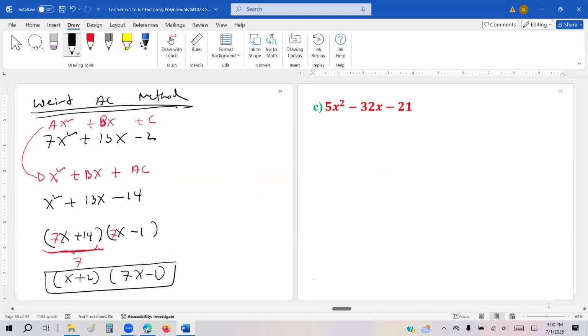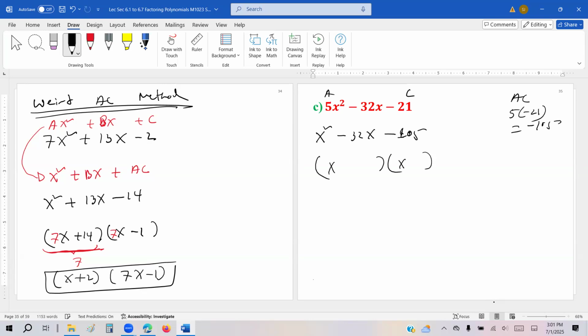So, would you like to try this one with this weird method? Let's see what happens. This is A, this is C. So x squared minus 32x, minus 105. So 5 times negative 21, negative 105. And now, which two numbers multiply to 105 combined to 32?